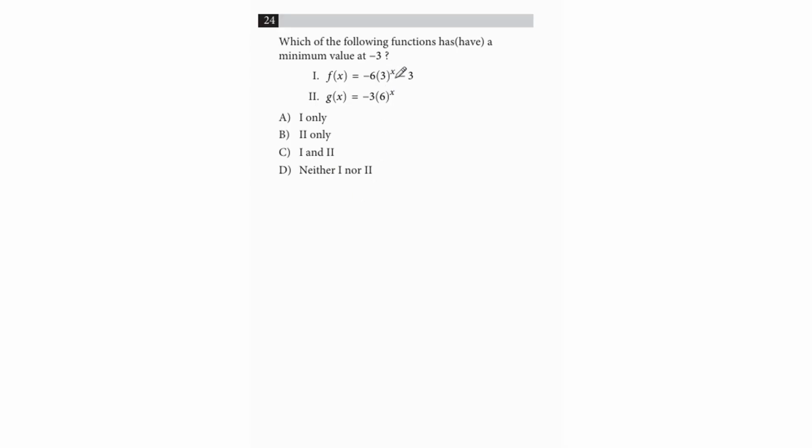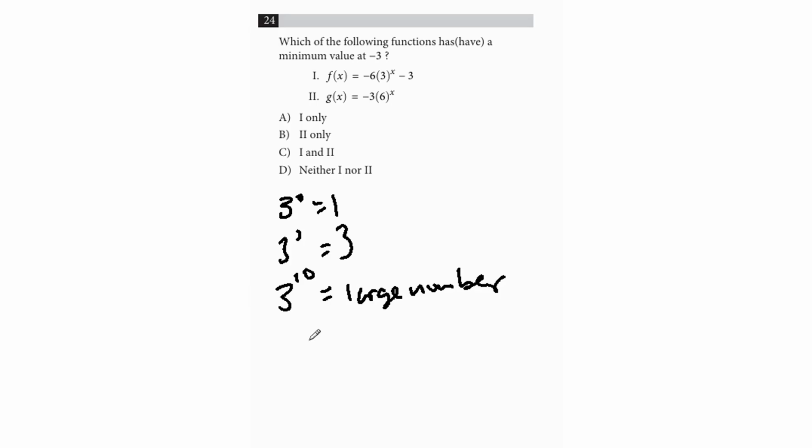Right now we have 3 to the power of x. We don't know what x is, but if it was 3 to the power of 0, that would just be 1. If it was 3 to the power of 1, that would be 3. If it was 3 to the power of 10, that would be a very, very large number. But one thing they all have in common is they're all positive. No matter what, all of these are positive, and that works for both. Even with 6 to the power of x, no matter what x is, it's going to be a positive number, and it will keep increasing in value.